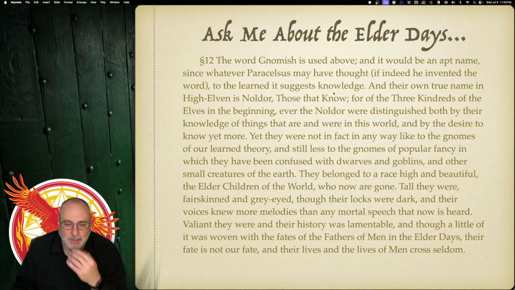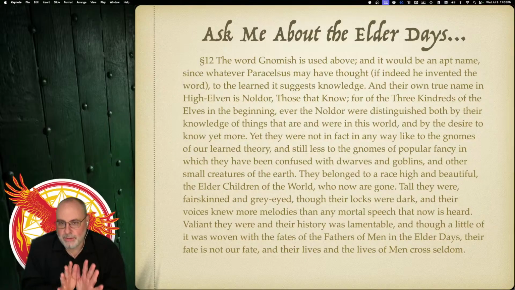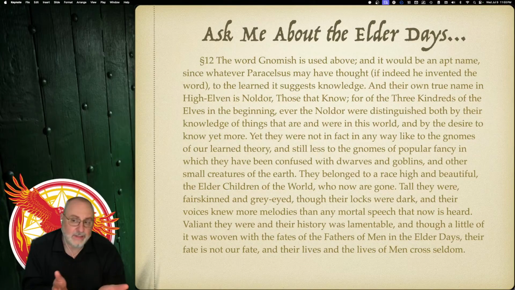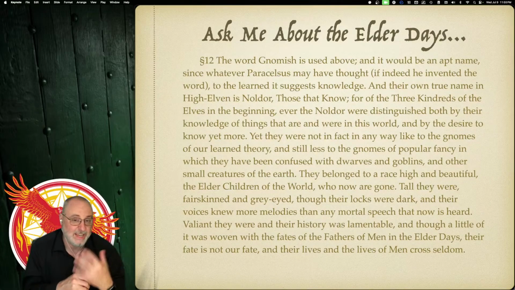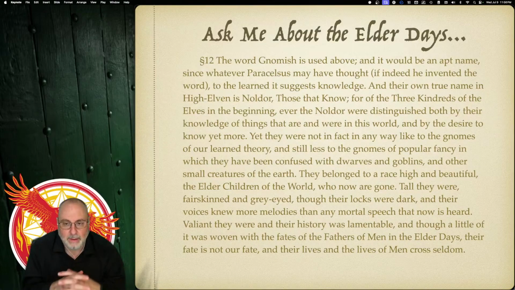More. Okay, it comes back to Gnomish here. The word Gnomish is used above, and it would be an apt name, since whatever Paracelsus may have thought, if indeed he invented the word, to the learned it suggests knowledge. Paracelsus first used the word gnome, and he was talking about like subterranean creatures. And this is Tolkien politely saying Paracelsus was an idiot and doesn't know what he's talking about. To the learned, the word gnomish suggests language because gnome, it means language.